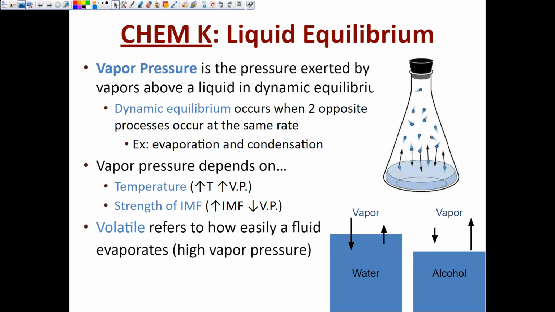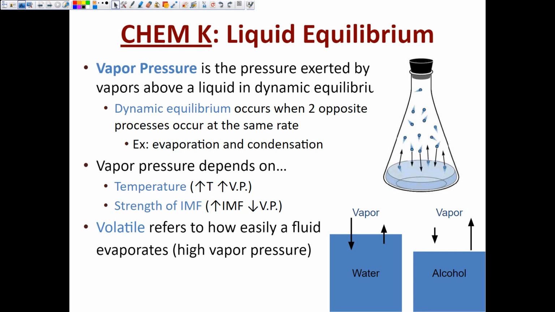And what does vapor pressure depend on? Well, it depends on two things: temperature and strength of IMF. So what is IMF? Intermolecular forces is what IMF stands for. So you have temperature and intermolecular forces. Another vocab word you need to know and identify is volatile. It refers to how easily a fluid evaporates.